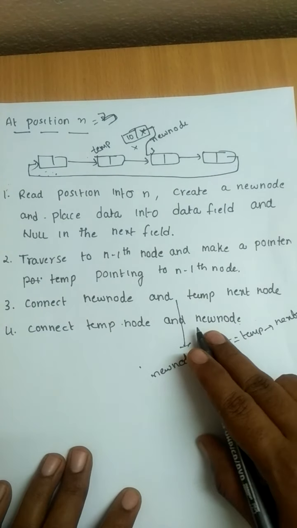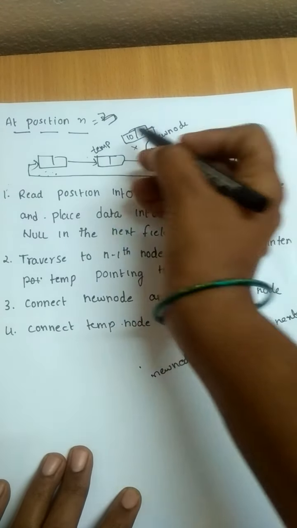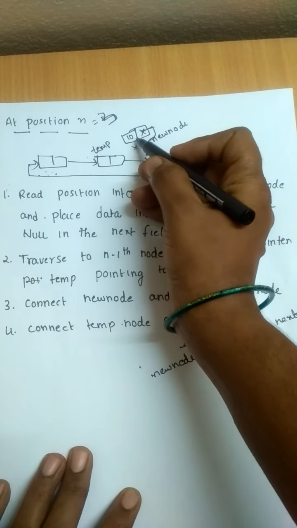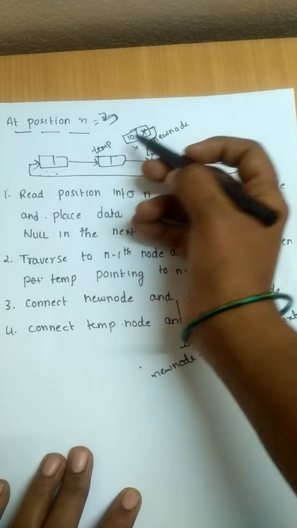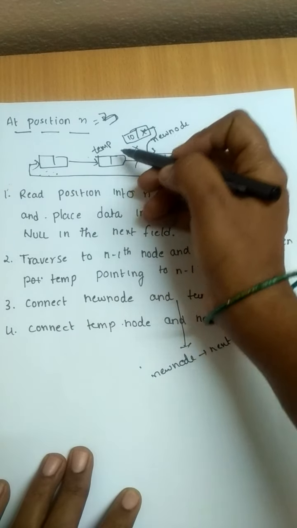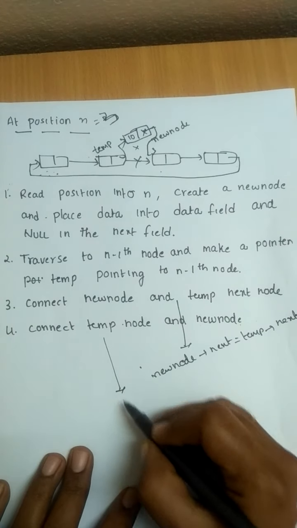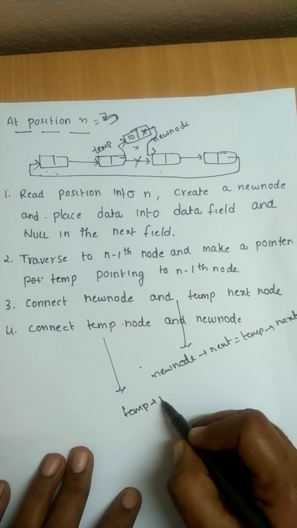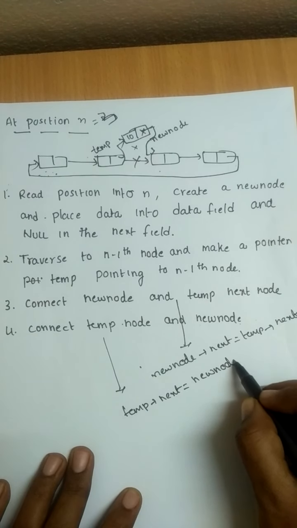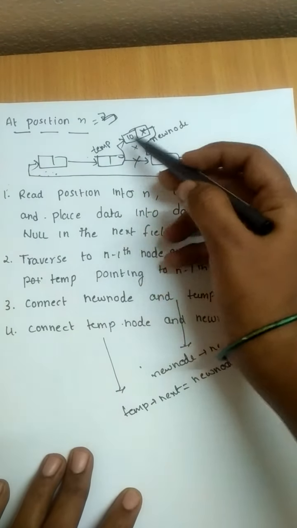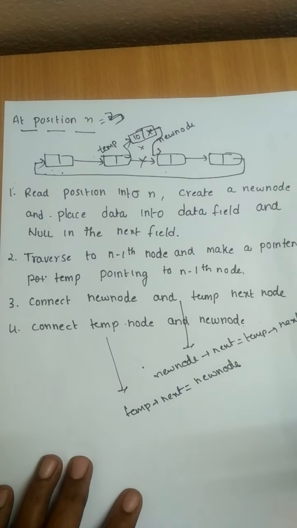Next, now connect the temp node and the new node. Previously the temp node was connected to the temp of next node. Now we are placing a new node between the temp node and the temp of next node. So we have to connect temp and the new node. How to connect? Temp of next equal to new node. This is how to insert a new node at a required position in a circular linked list.